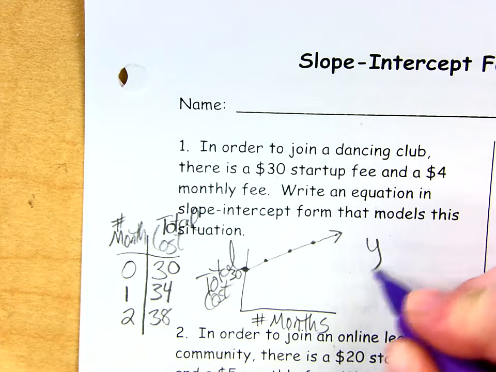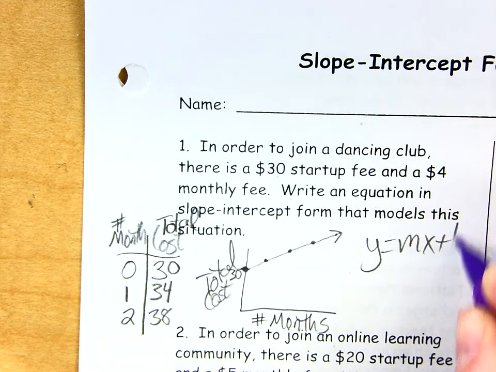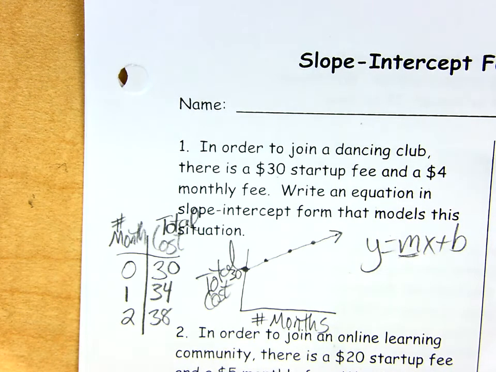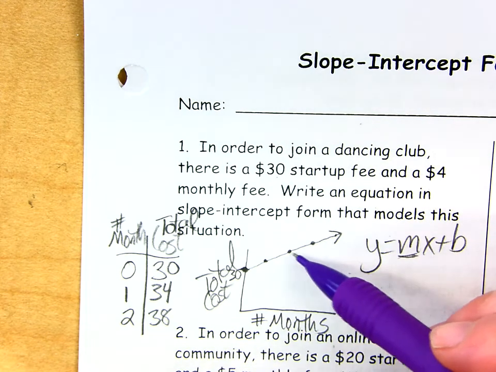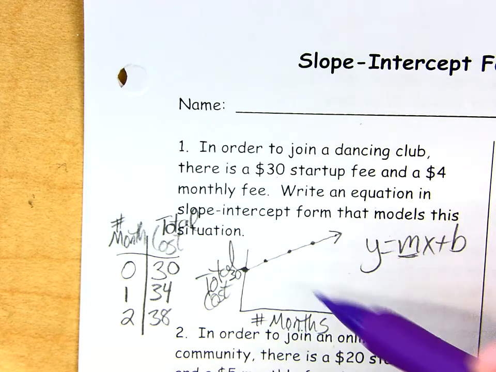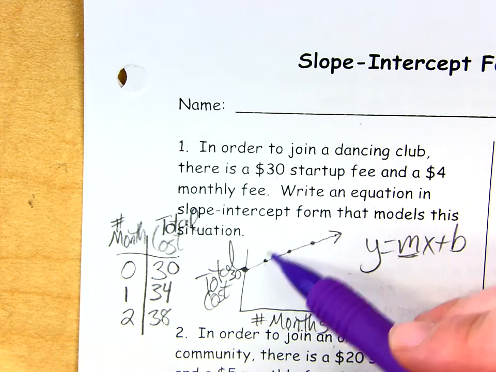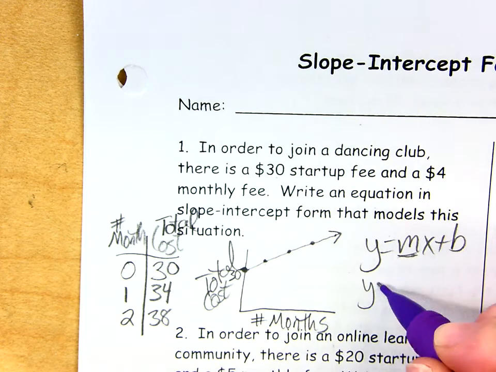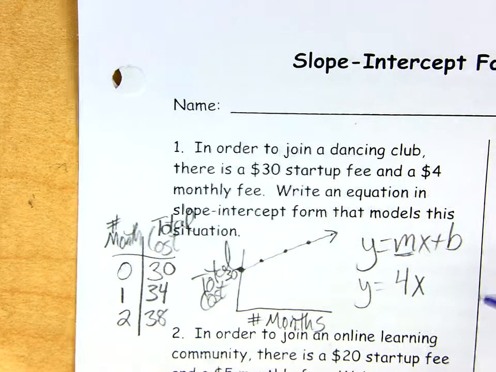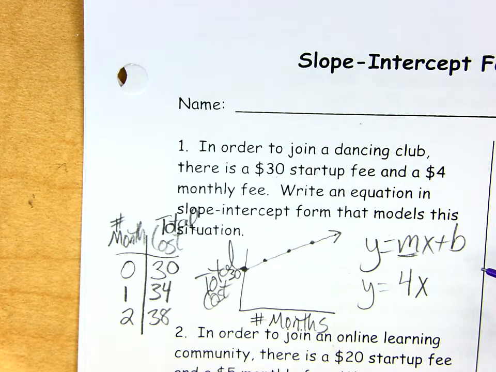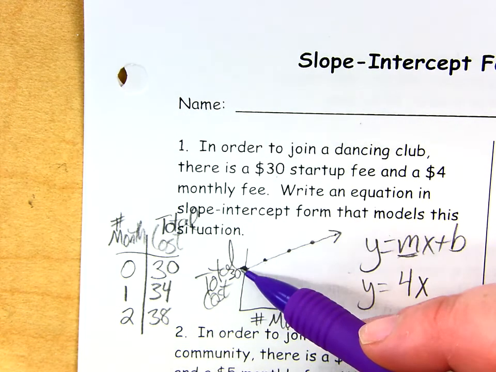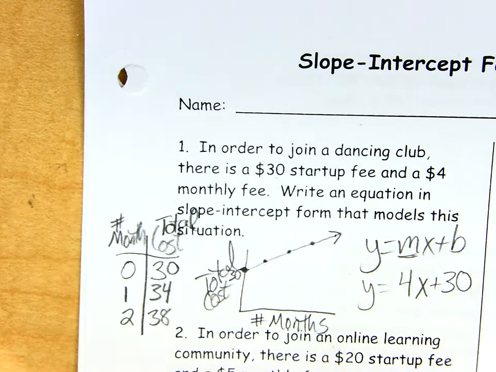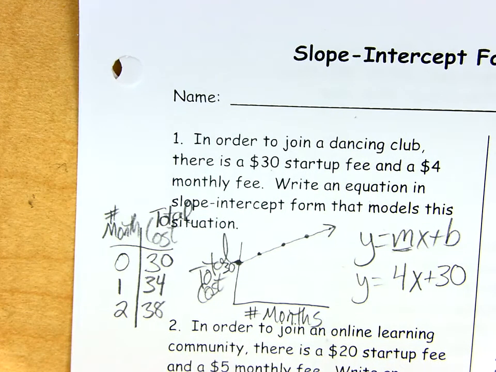So remember, I want y equals mx plus b. Now, what is the slope of this thing? I know I didn't put numbers on here, but 4. Aren't I going up $4 every month? So I'm going up $4 every month. So my slope is 4. And then what's my y-intercept? 30. That's where I'm starting. At 0 months, I have to pay $30. So that's what the equation would look like in slope-intercept form.